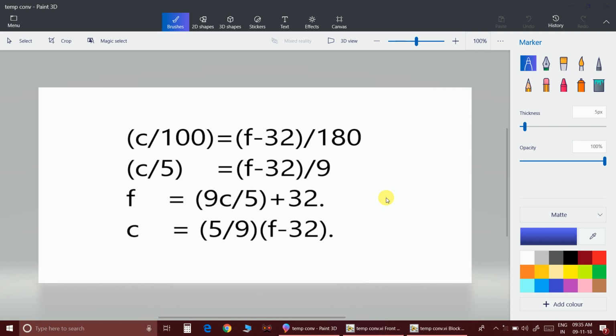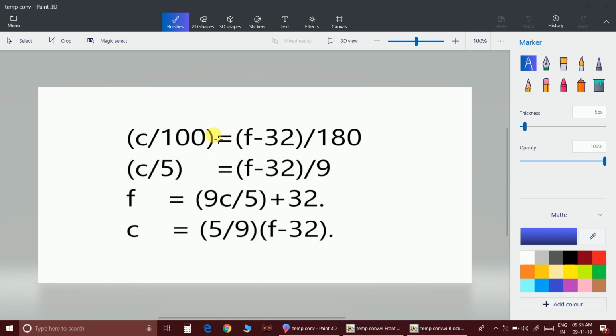In this video, we are going to discuss the temperature conversion circuit using LabVIEW. To do that, first of all, the basic equation one should know is C by 100 equal to F minus 32 by 180, where C refers to temperature in Celsius and F refers to temperature in Fahrenheit.